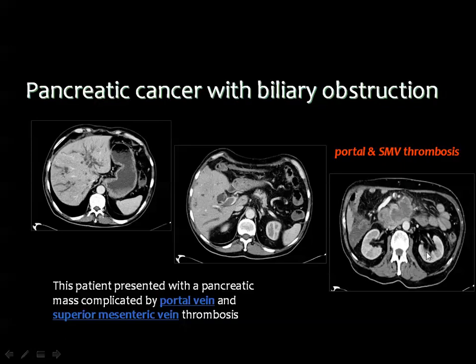Then going to the region of the superior mesenteric artery and the vein, you can see that the superior mesenteric vein is not homogeneously enhanced. There is a filling defect inside representing thrombosis. Then in this case you got thrombosis of the superior mesenteric vein as well as the portal vein.